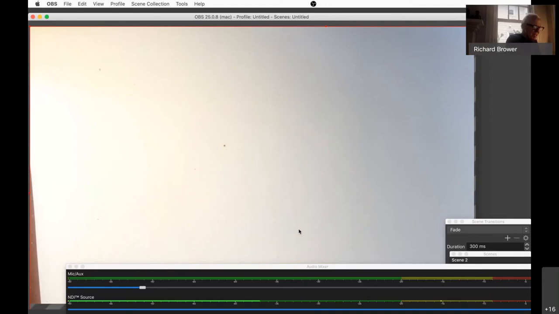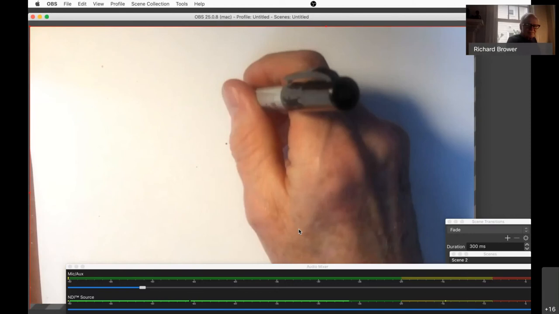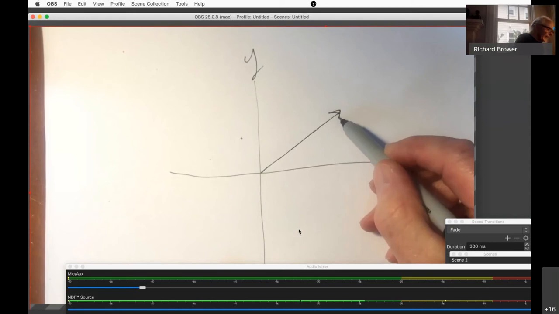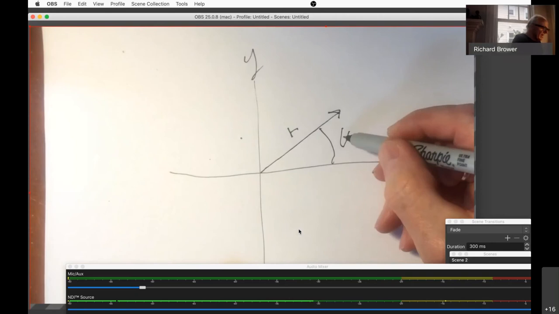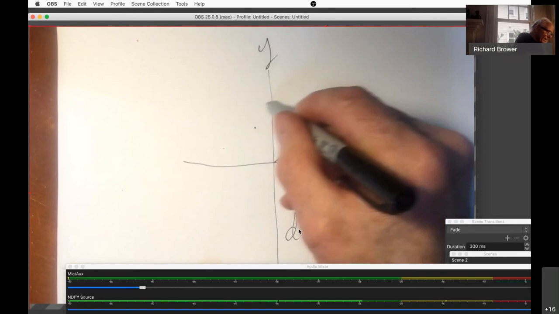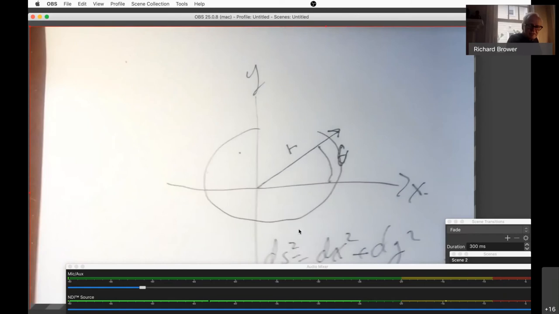I start off with a flat plane like this, right? And this is, say, X, this is Y. In radial quantization, we take a direction here of length R. And if we're in two dimensions, this is theta. And the length, infinitesimally, is dx squared plus dy squared, right? But it is also equal to dr squared, and then the size of the circle, r squared d theta squared.